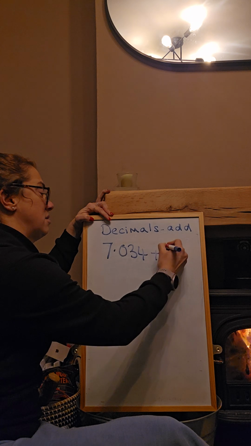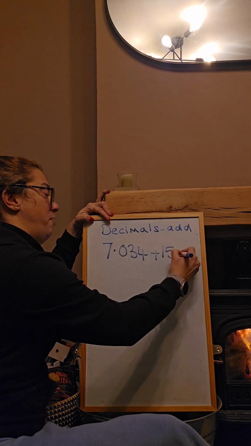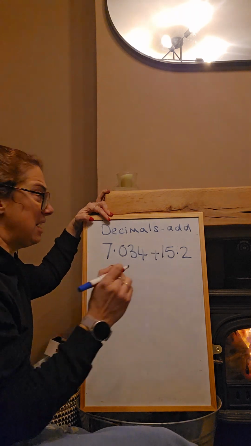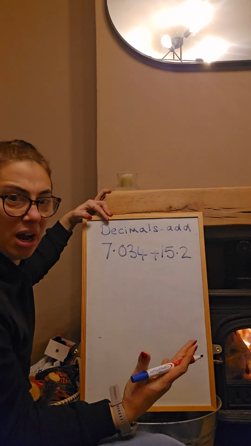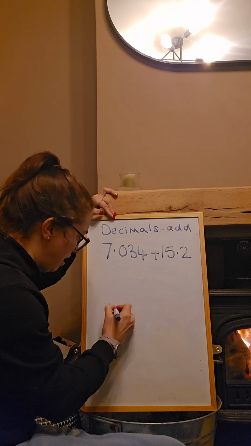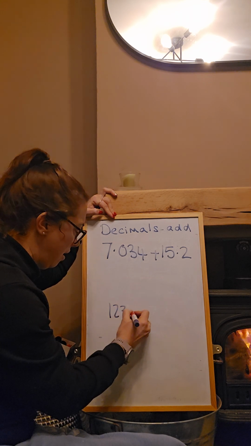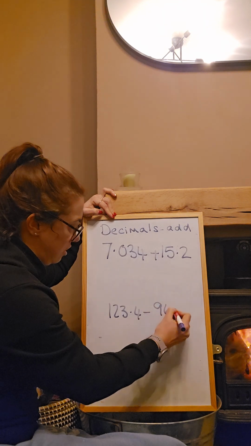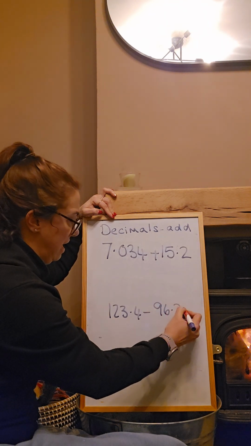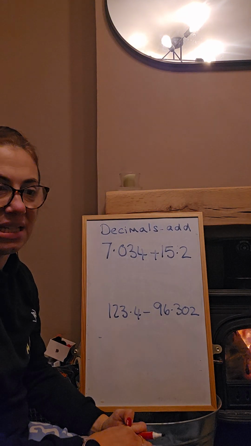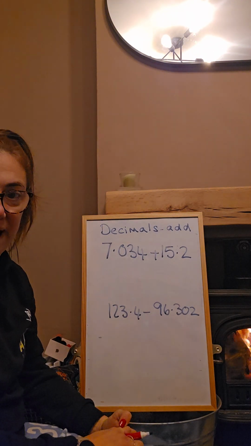7.034 plus 15.2. Have a go at that one. And actually, I know I've said add, but it's exactly the same for subtract. So we're going to do a subtraction one. 123.4 take away 96.302. Okay, pause your video, write your questions down, and then re-push play for the solution.